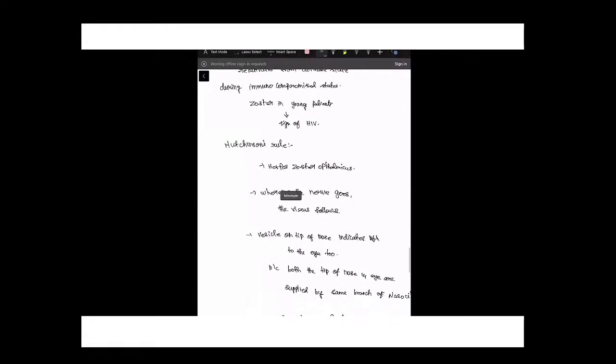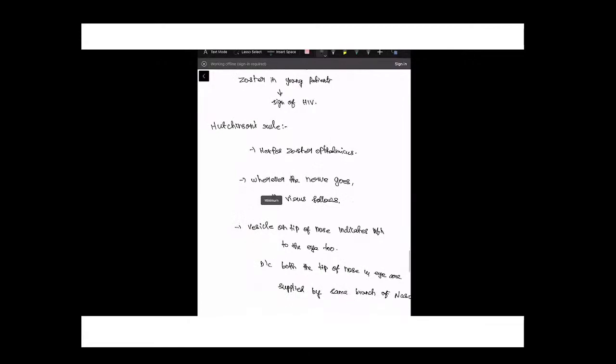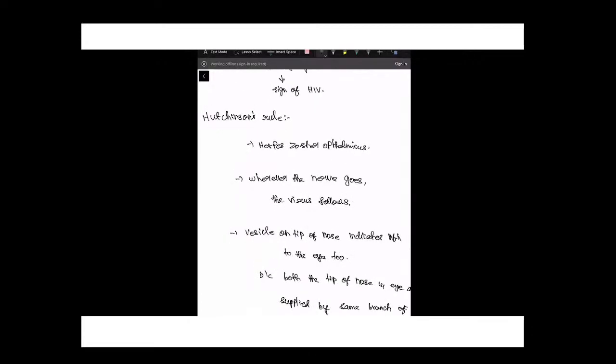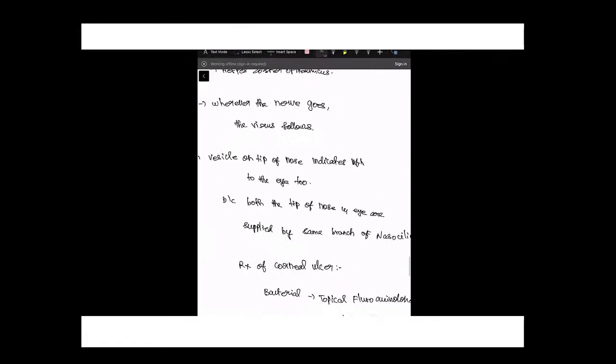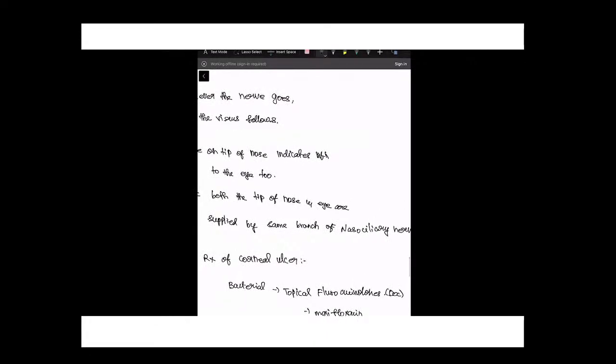Hutchinson's rule: wherever the nerve goes, the virus follows. So if there is a vesicle found on the tip of the nose, it's going to indicate there is an infection of the eye too, because the tip of the nose is supplied by the same nerve that supplies the cornea, and the nerve is the nasociliary nerve.